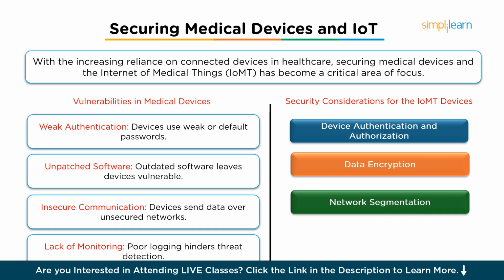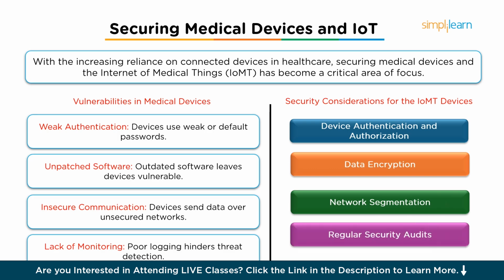Network segmentation. Healthcare organizations should segment IoT devices from other critical systems on their networks to prevent attackers from moving laterally within the network if one device is compromised. Regular security audits. To ensure IoT devices remain secure, healthcare organizations should conduct regular security audits and penetration testing. This helps identify vulnerabilities and address them proactively before an attack occurs.